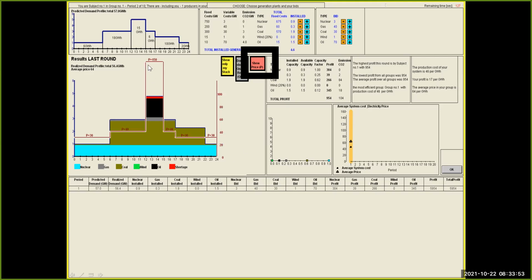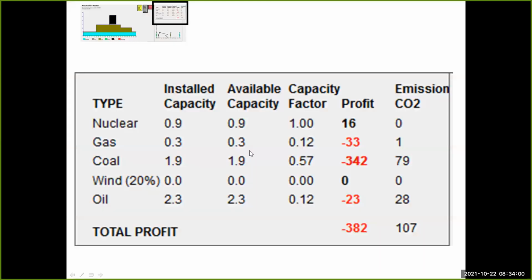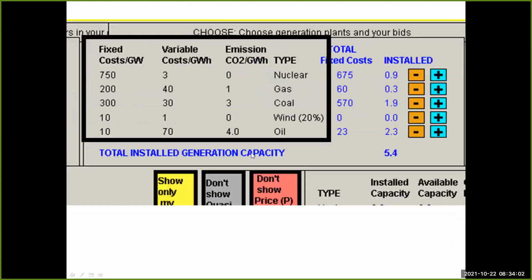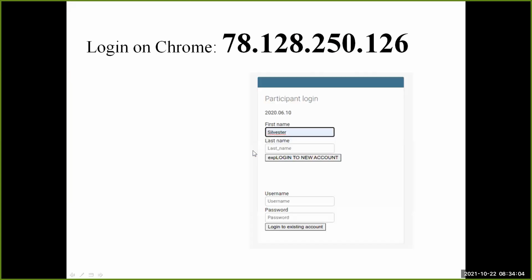Here you see the prices. So this is pretty good. This is nice profit. Okay, so how do we analyze that? Let me jump forward. Unfortunately, this didn't work out.